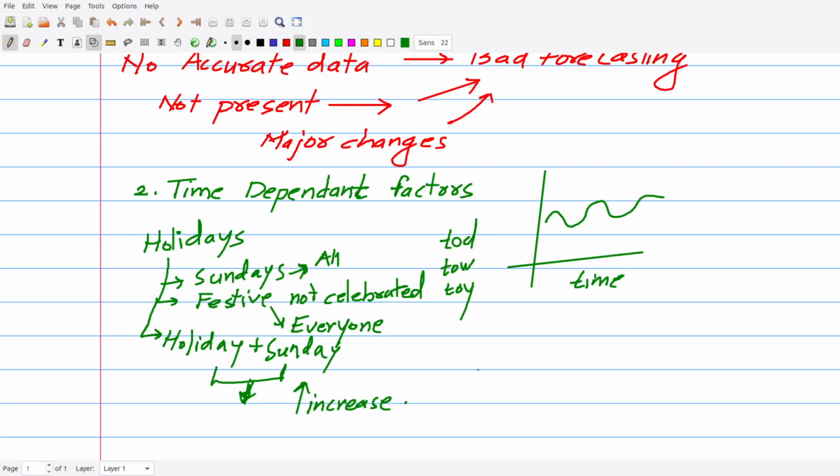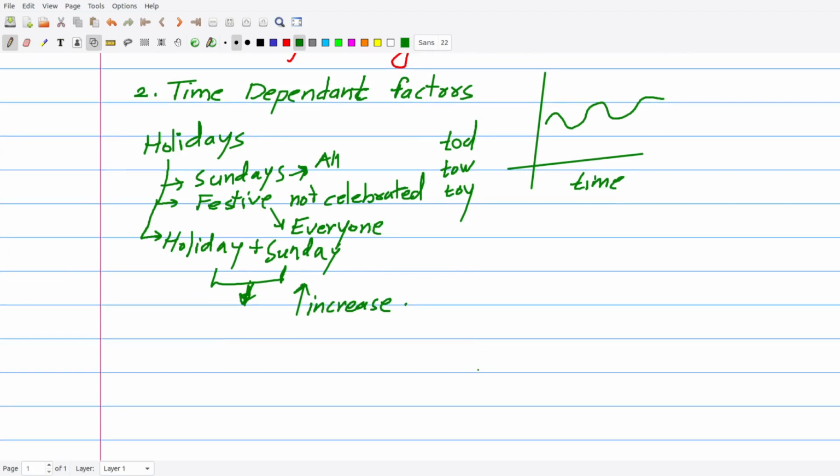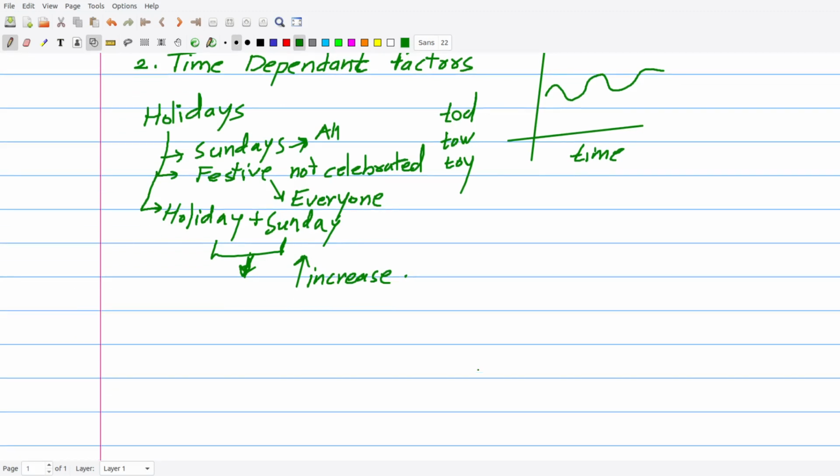Sometimes the load requirement also varies with weather and other factors. So this time dependent factor depends on how you will use your time. If you are using your time for celebrations, the load demand may change. Correct? We'll move to the third point.